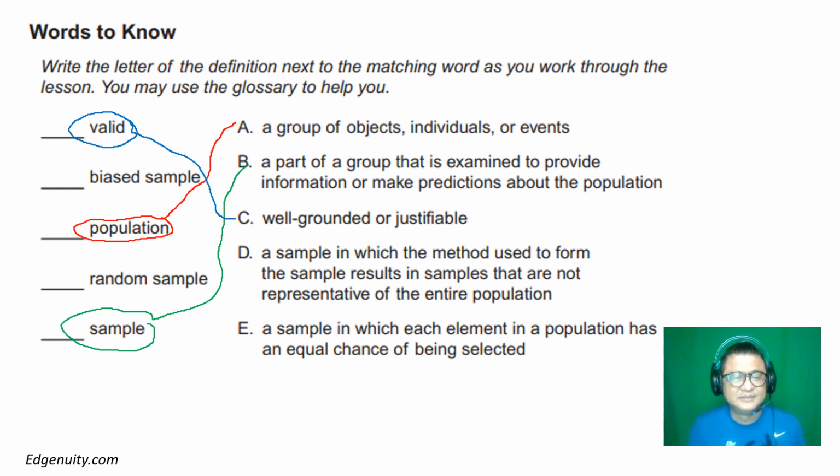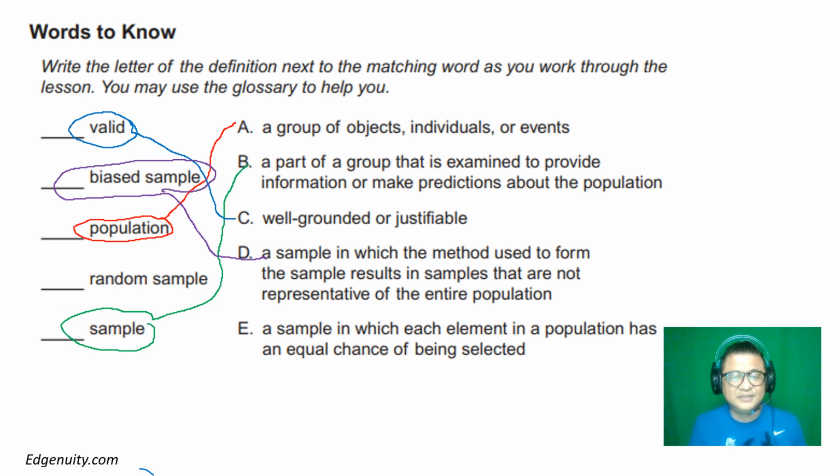Next, a sample in which the method used to form the sample results in samples that are not representative. I want to study about ethnicity, but I just chose one group. So it doesn't represent, so not good. It is biased. All right, biased sample.